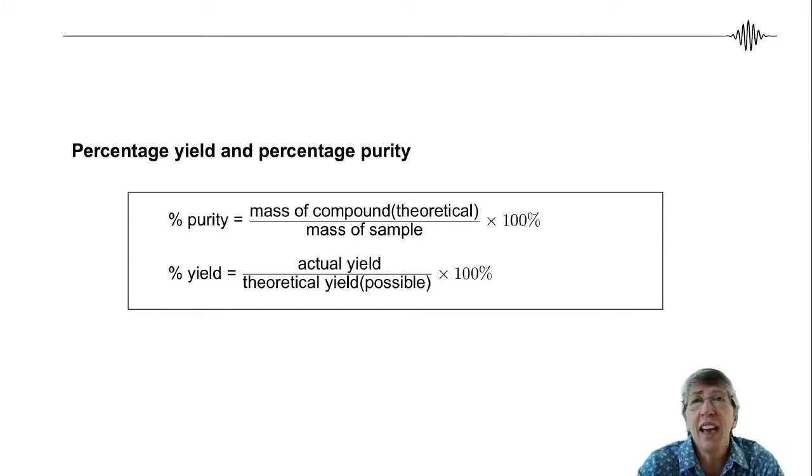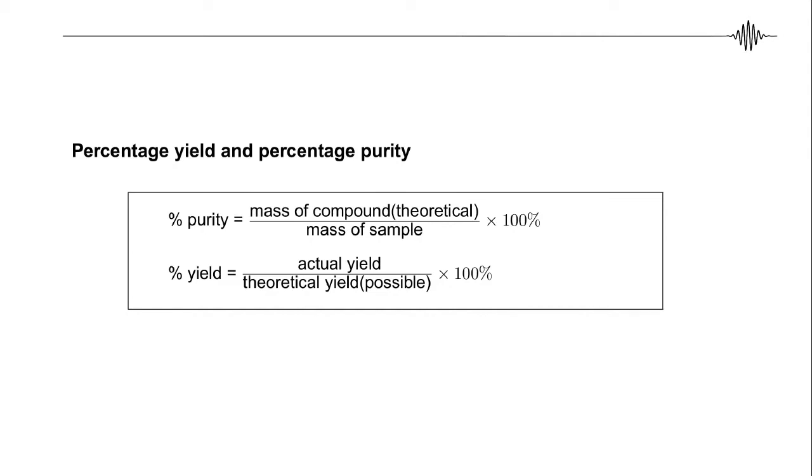Say, for instance, you had 8 out of 15 for a test. Then 8 at the top is your actual value, and at the bottom, that 15, that was the possible value, right? So it's actual divided by possible times 100. Now let's see how we are going to apply this to percentage purity and percentage yield.